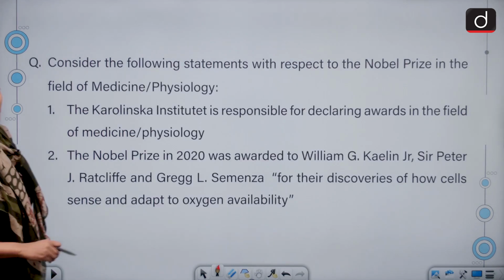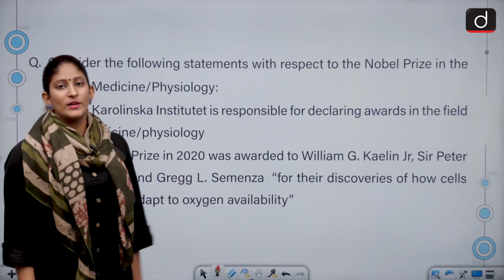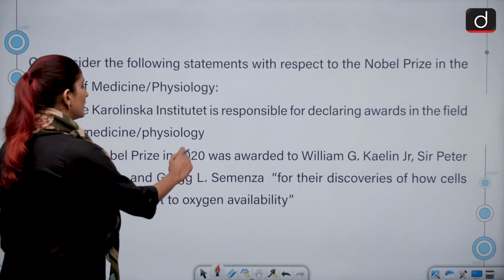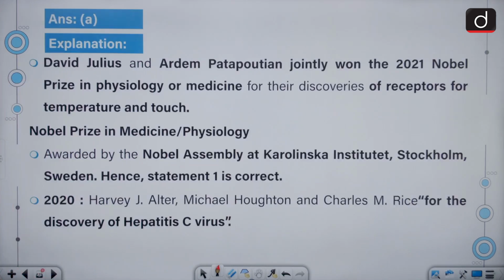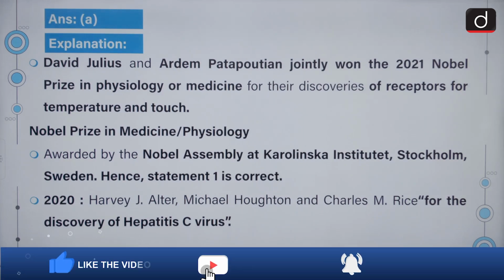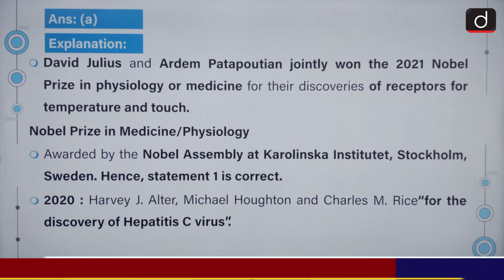So the first statement is correct, but the second is not, because this should be not 2020 but 2019. Okay? So the correct answer to this question should be option A, one only. David Julius and Ardem Patapoutian jointly won the 2021 Nobel Prize in Physiology or Medicine for the discovery of receptors for temperature and touch. It is awarded by the Nobel Assembly at Karolinska Institute of Stockholm, Sweden.